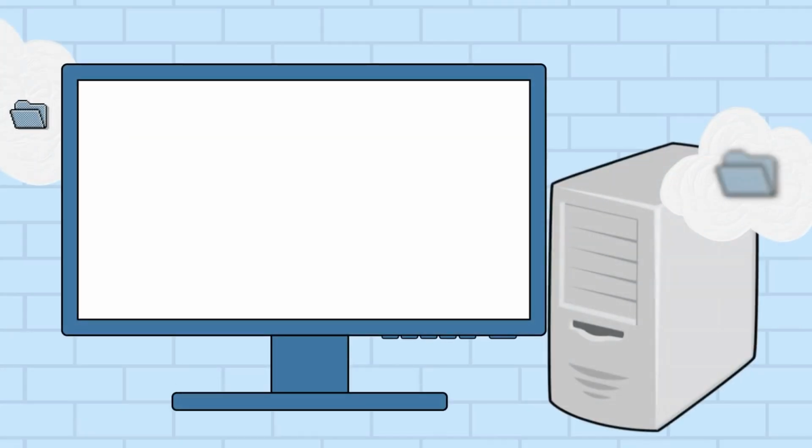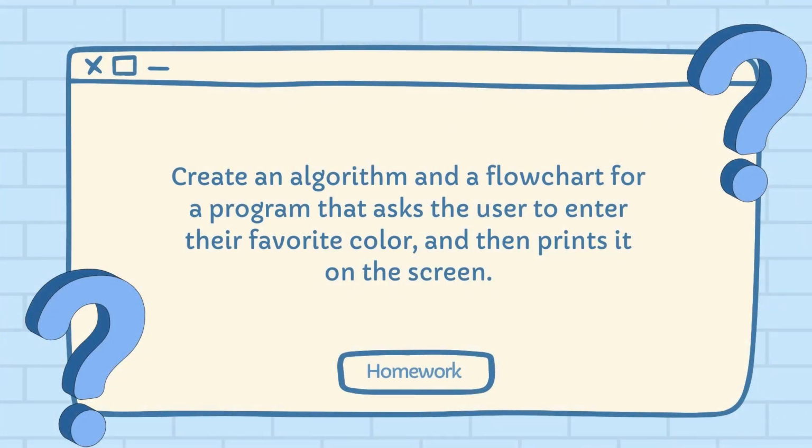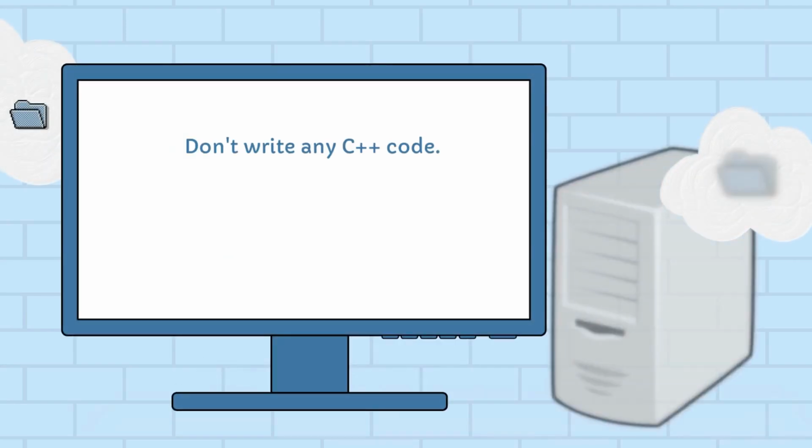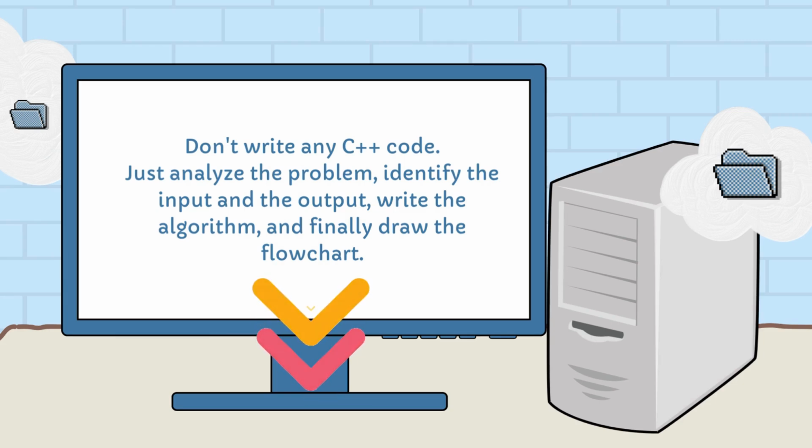Now it's your turn. I'd like you to solve today's homework. Create an algorithm and flowchart for a program that asks the user to enter their favorite color and then prints it on the screen. Don't write any code, just analyze the problem. Identify the input and the output, write the algorithm, and finally draw the flowchart. Write your solution in the comments and I'll be happy to read it.